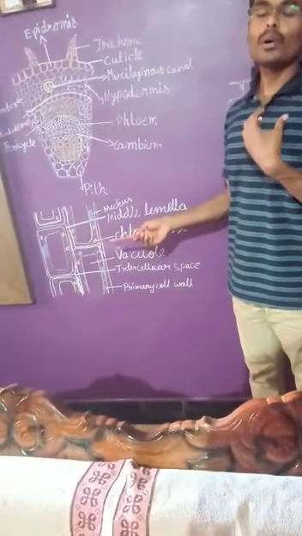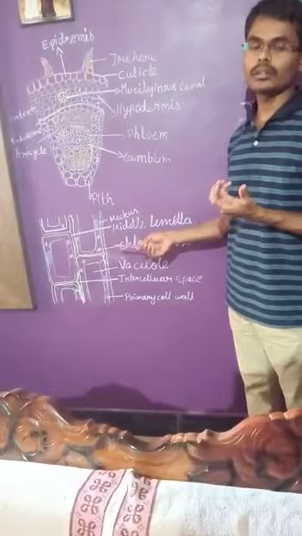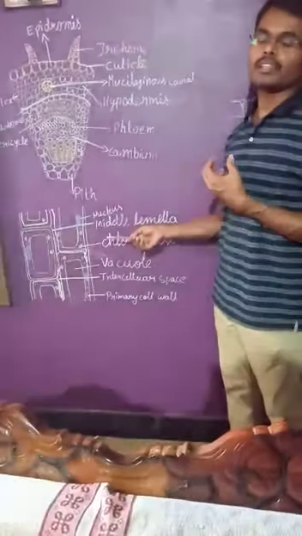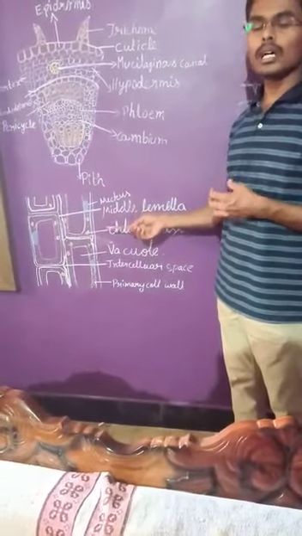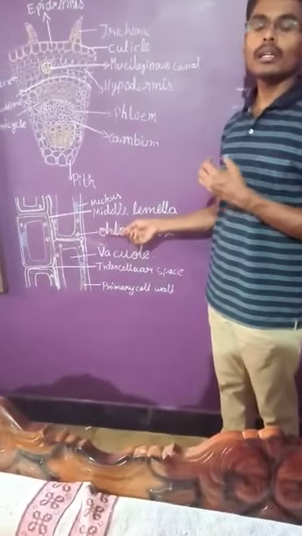And the important one, the flexibility of a plant depends on this collenchyma. It provides some kind of rigidity, some kind of flexibility, some kind of mechanical support to the plant body, that we call collenchyma.